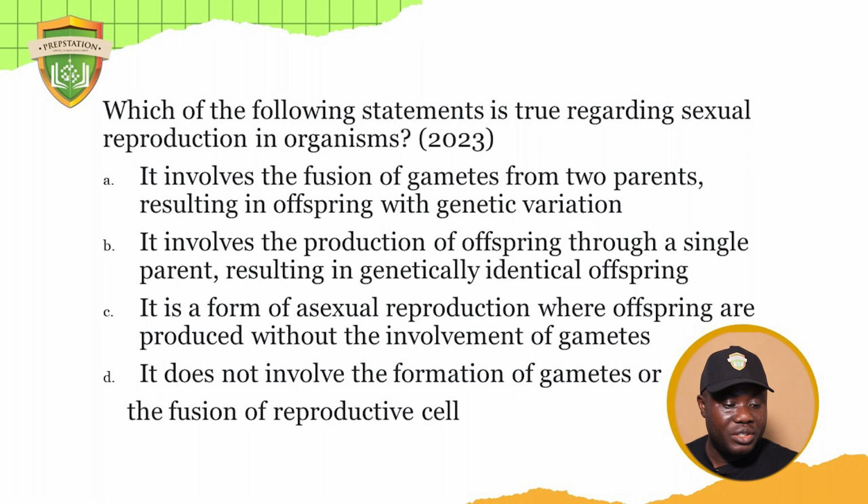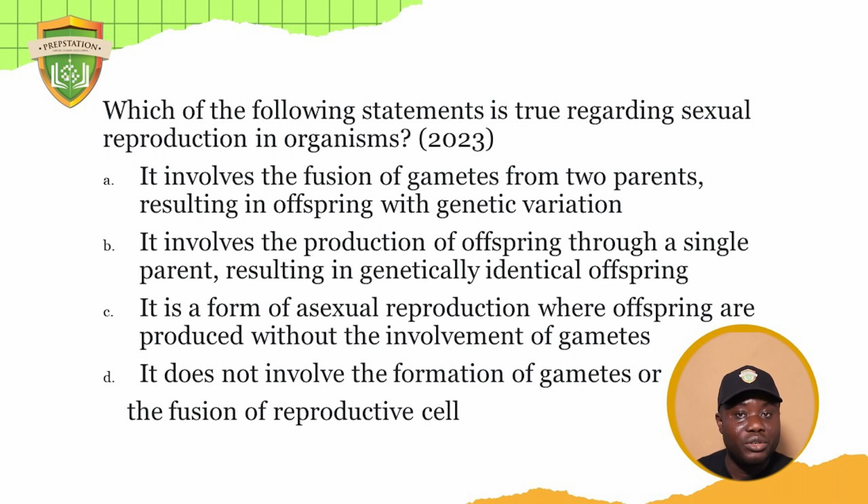Then option C, it is a form of asexual reproduction. The question says sexual reproduction, and the option says a form of asexual reproduction. That automatically cancels out that option. So let's look at option D. It does not involve the formation of gametes or fusion of the reproductive cell. That is not correct too. So the correct answer for this question is option A. Thank you so much. Let's move on.